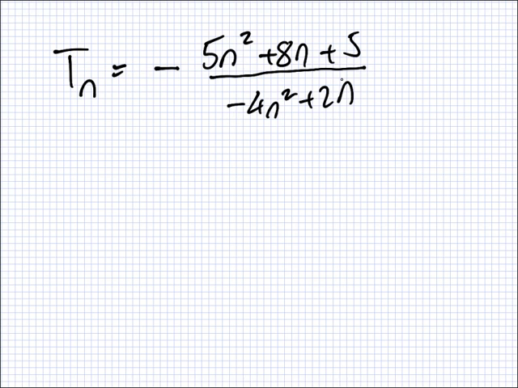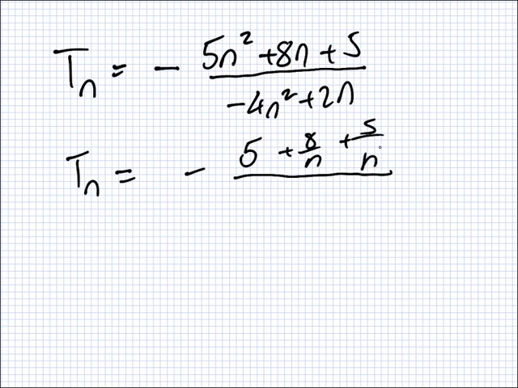Yes. Okay, so what I'll do first, I'll simplify the formula. I'll divide everything by n squared. So 5n squared divided by n squared, 5. 8n divided by n squared, 8 over n. 5 divided by n squared, 5 over n squared. 4n squared divided by n squared, minus 4. And then 2n divided by n squared, 2 over n. Then I'll make n go to infinity.